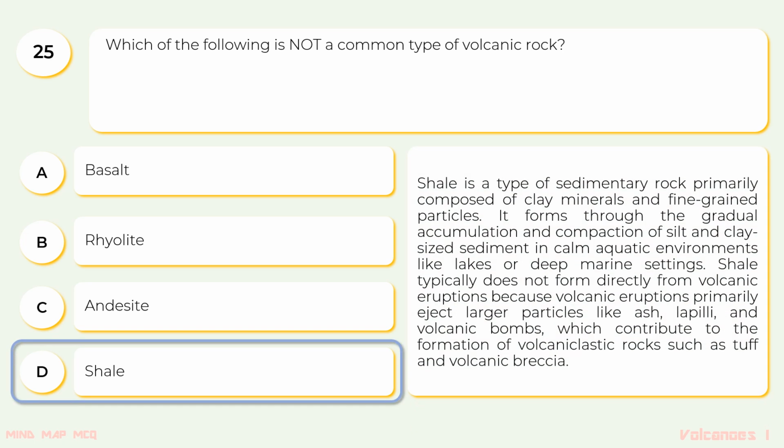Shale is a type of sedimentary rock primarily composed of clay minerals and fine-grained particles. It forms through the gradual accumulation and compaction of silt and clay-sized sediment in calm aquatic environments like lakes or deep marine settings. Shale typically does not form directly from volcanic eruptions because volcanic eruptions primarily eject larger particles like ash, lapilli, and volcanic bombs, which contribute to the formation of volcaniclastic rocks such as tuff and volcanic breccia.